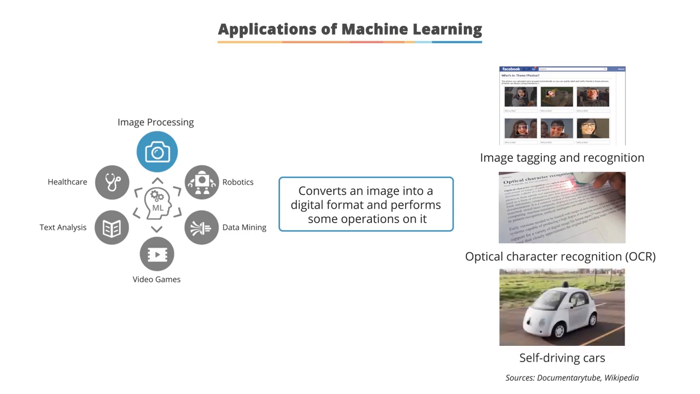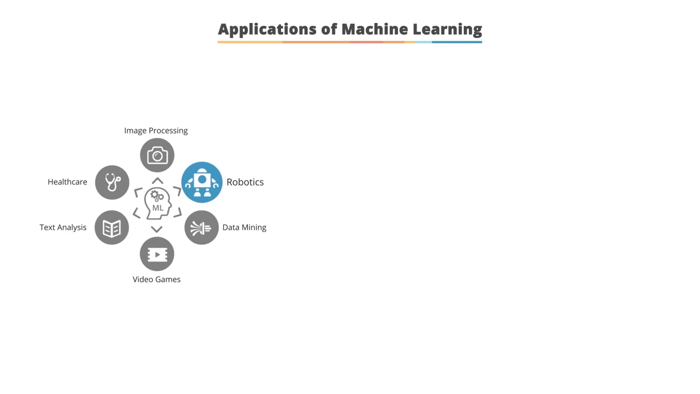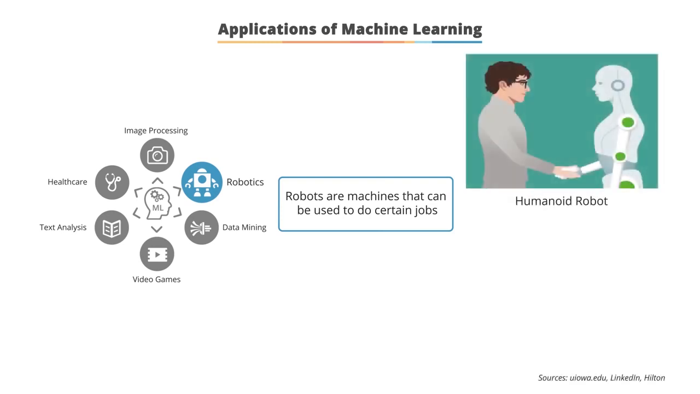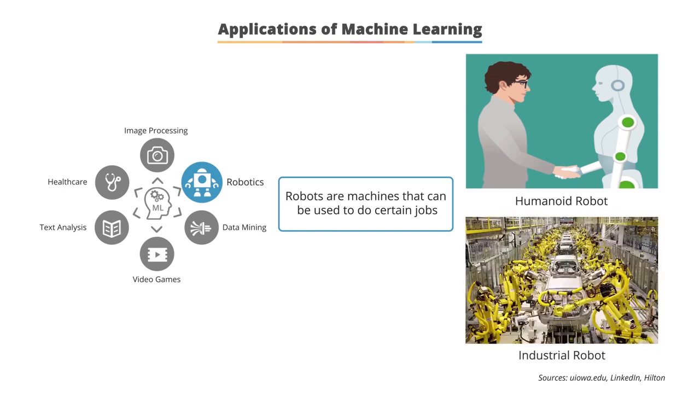Self-driving cars are another big example of image processing. Autopilot is an optional drive system for Tesla cars. When autopilot is engaged, cars can self-steer, adjust speed, detect nearby obstacles, apply the brakes, and park. Now let's see how robotics uses machine learning. Robots are machines that can be used to do certain jobs. Some examples of robotics are a humanoid robot that can read the emotions of human beings, or an industrial robot used for assembling and manufacturing products.